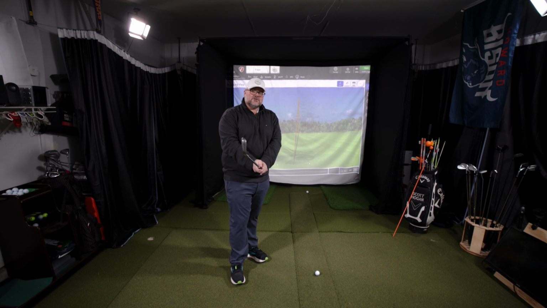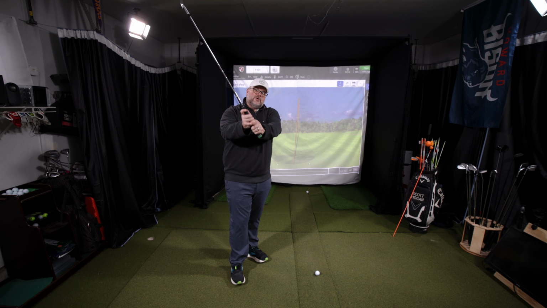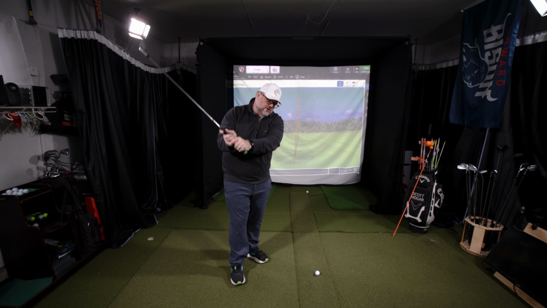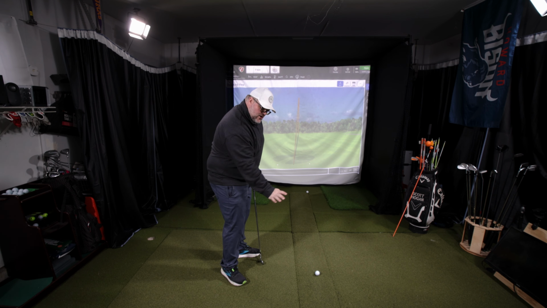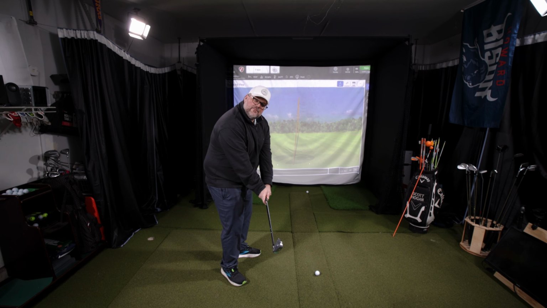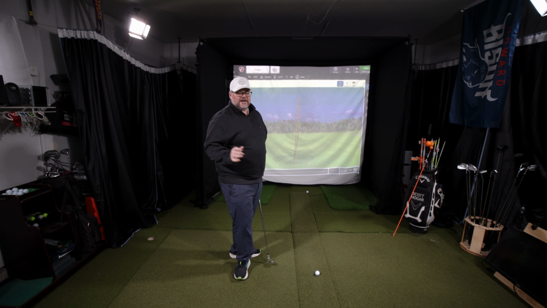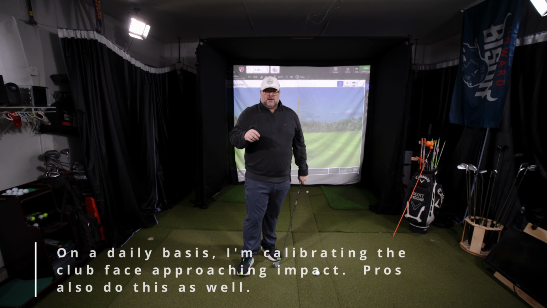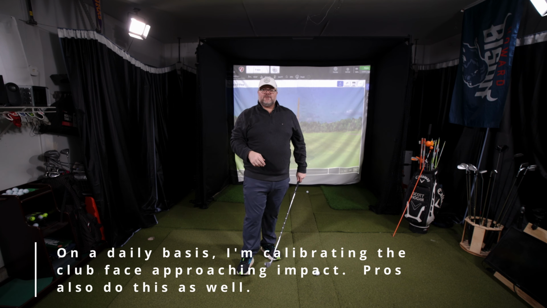If you're a slicer or you're trying to hit a fade, you'd want that face a little bit more closed. So when you're coming down, you would actually just feel that arm twisting down to square it up just a little bit more as you go, okay? So that's gonna be the first thing that we wanna see. I want you to check where your club face is at.